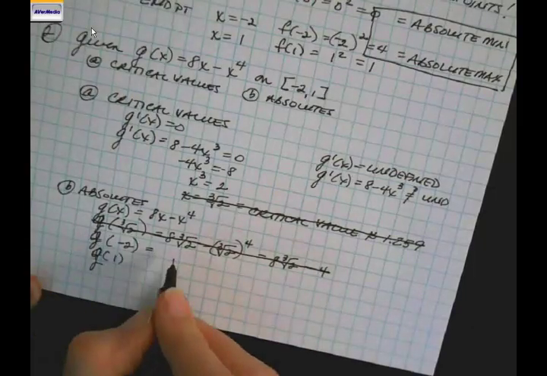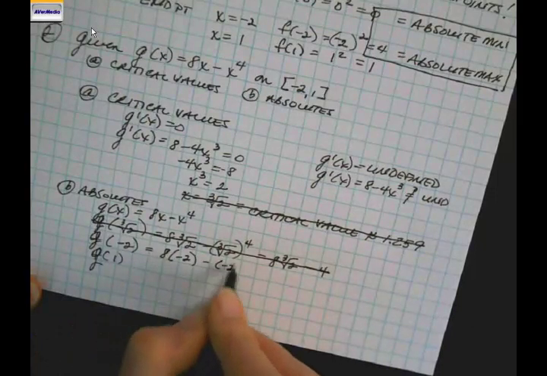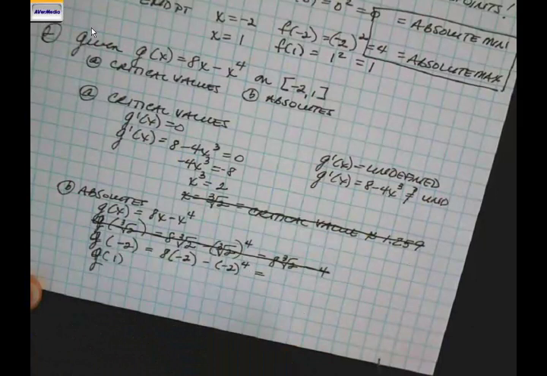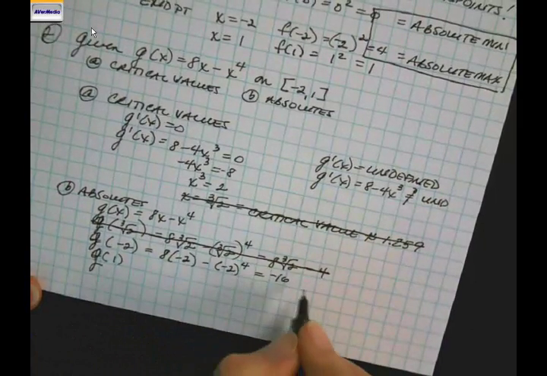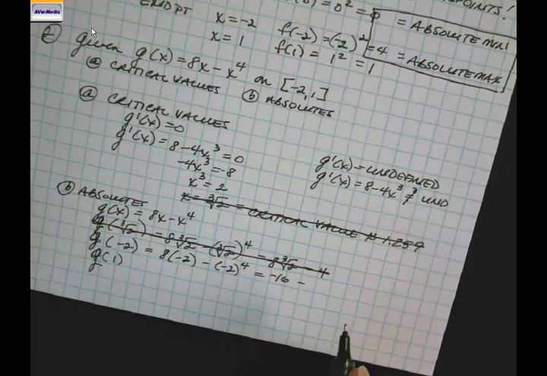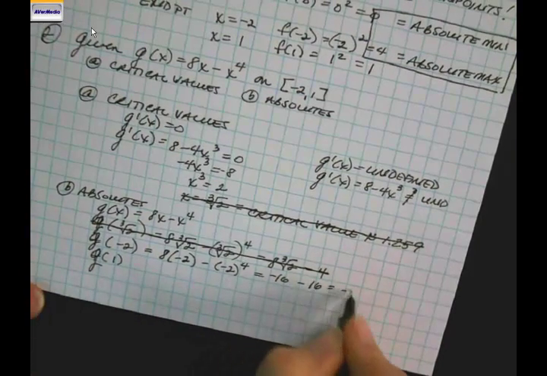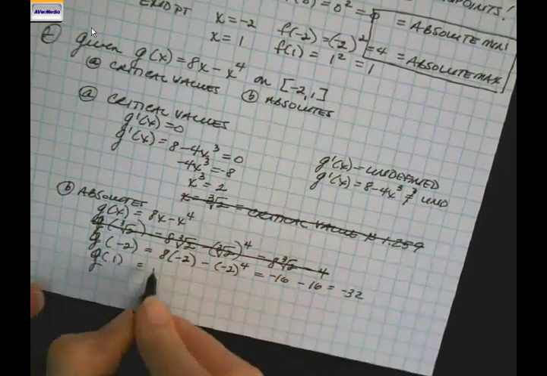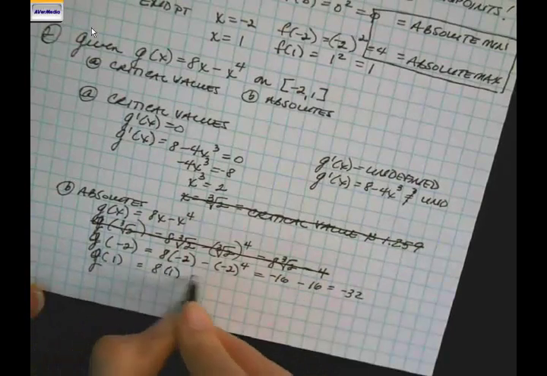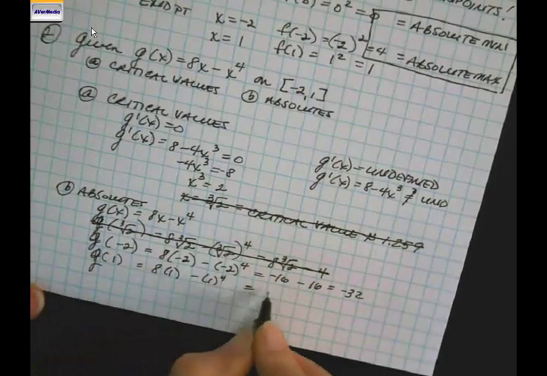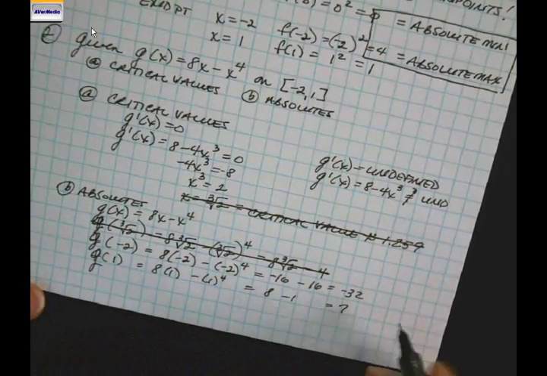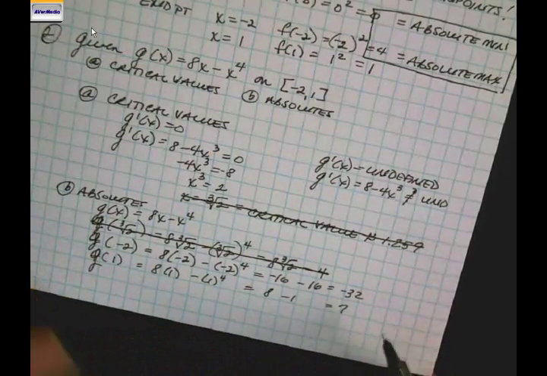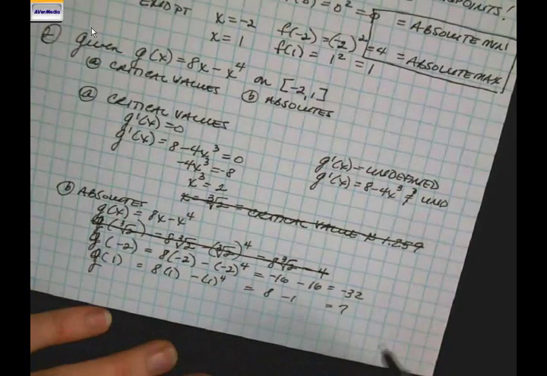Okay, g of negative 2 then is 8 times negative 2 minus negative 2 to the 4th power, which is negative 16 minus 16, which is negative 32. And then g of 1 is 8 times 1 minus 1 to the 4th power, which is 8 minus 1, which is 7. So evidently, my endpoints are doing it all today.